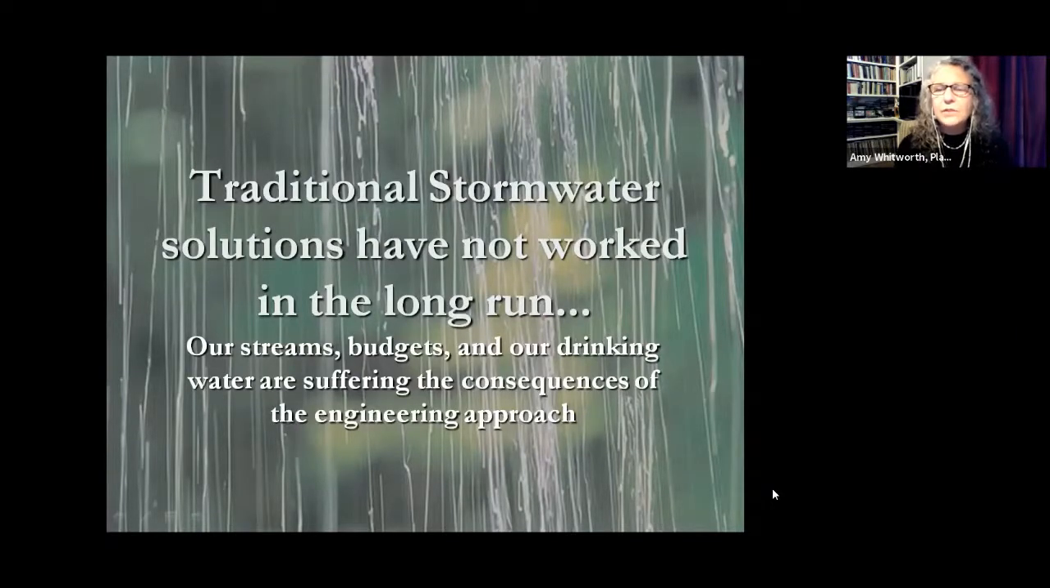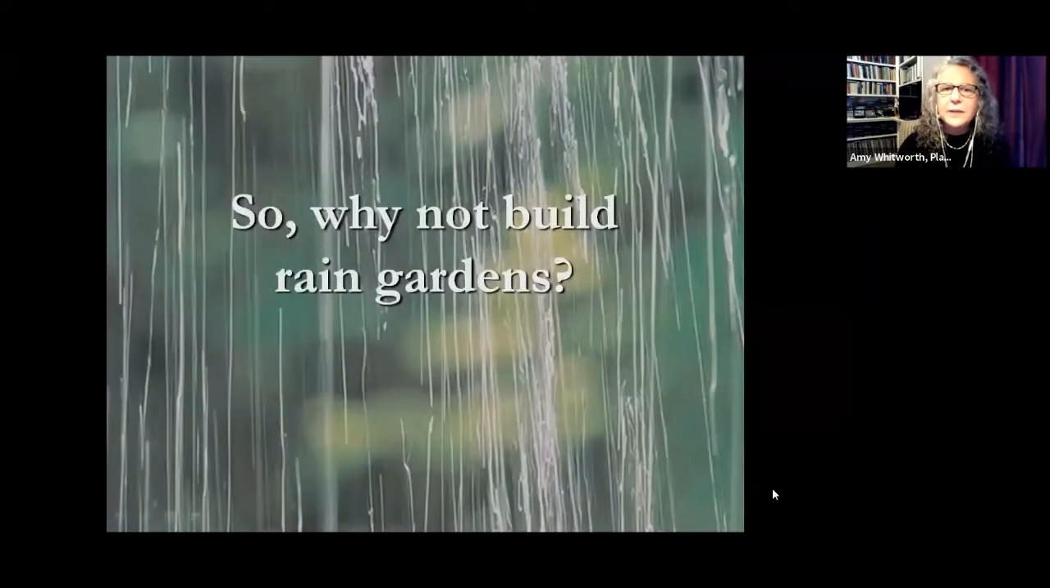So the traditional stormwater solutions that we have used, like running the water into the sewer and downspouts that drain to the driveway and out to the street, are not really working that well. Our streams and the drinking water are suffering. So we're looking for more of a nature-based approach to dealing with our stormwater. And that's where rain gardens come in.